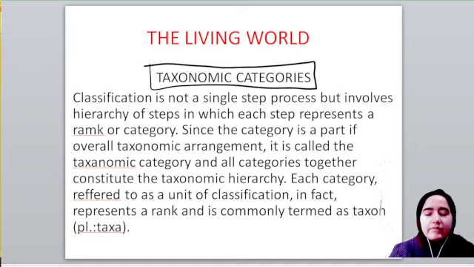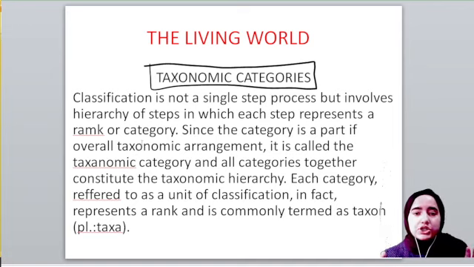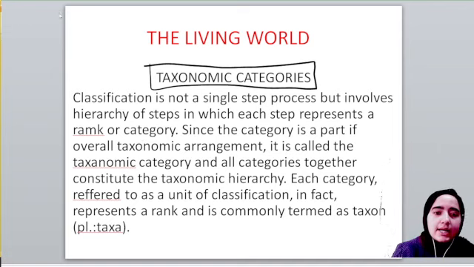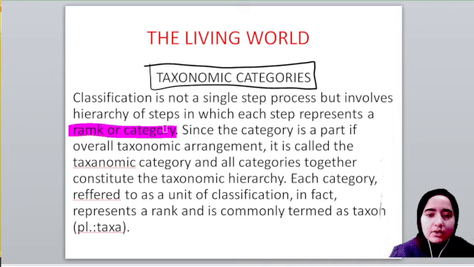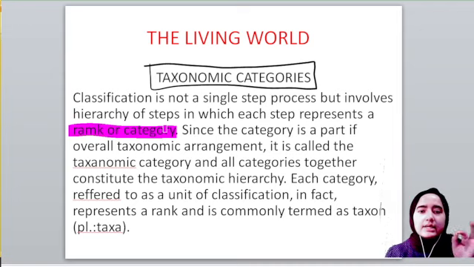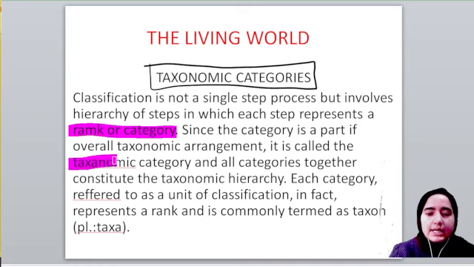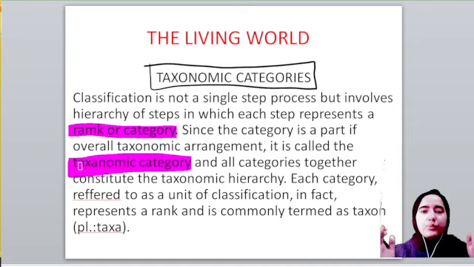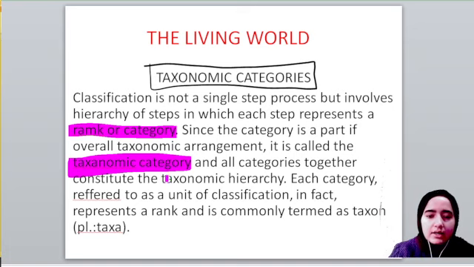Once we are doing classification, each step in classification is known as rank or category. Please remember, each step is known as rank or category. Since the category is part of the overall taxonomic arrangement, it's also known as taxonomic category, since it comes under taxonomy. And once all the categories come together, they form a hierarchy, the taxonomic hierarchy.